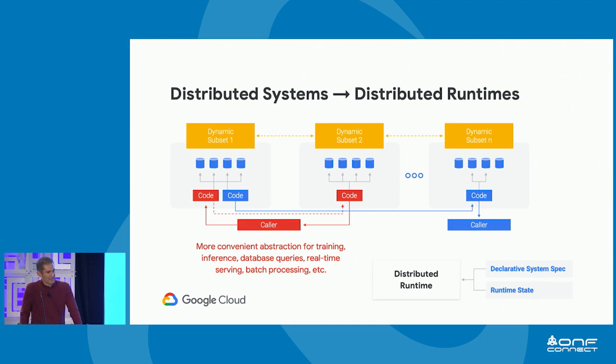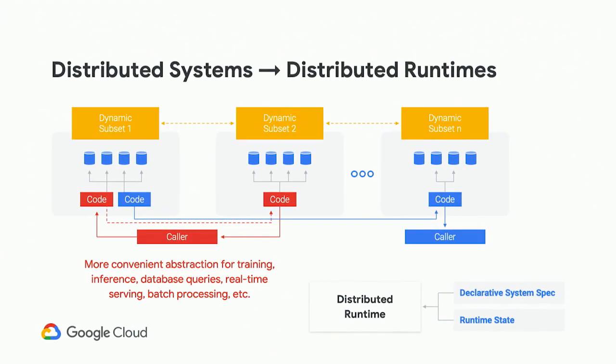So one might say, okay, how do I move from distributed systems to distributed runtimes? And I won't go through the details here, but you might imagine that an alternative view here would be, okay, I have my specification, my declarative system specification, right, that I write as the developer, and there is a view of runtime state. And then there's a distributed runtime that says, how do I move code to data and data to code?